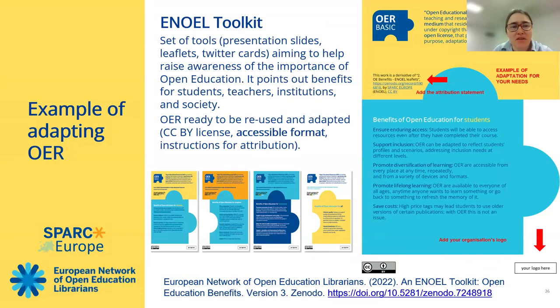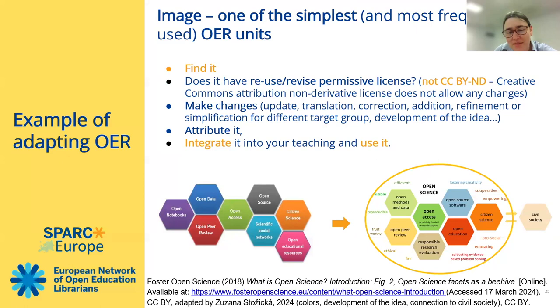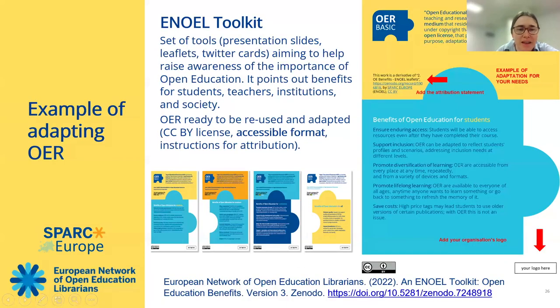Another example of adapting an open educational resource you know really well is the ENOEL toolkit. We translated it to Slovak, and in comparison to the previous resource, it has many advantages, because that one was just a picture. I had to recreate it again because it wasn't in a modifiable format. But this ENOEL toolkit is in a modifiable format. You can easily work with it. And also it has instructions on attribution, what to write to have the attribution right. So while you are teaching your community about open educational resources, you are also learning yourself how to attribute correctly.